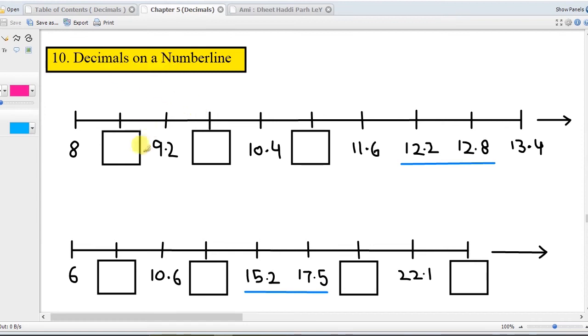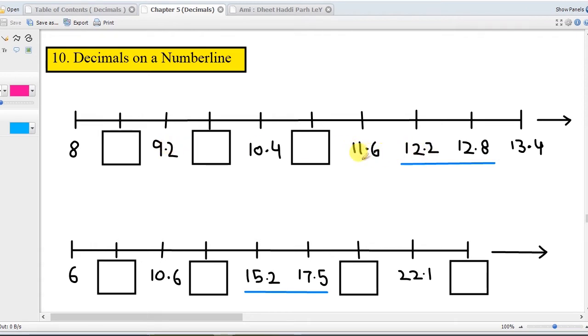So decimals on a number line, here we are having question 1. We have a certain pattern of numbers and we have to find out the values inside these boxes, right? Now how do we know what value should be placed in here? There must always be a clue in the question.